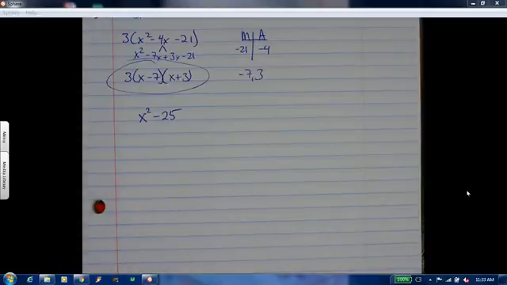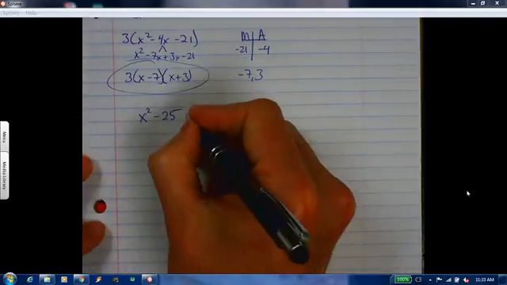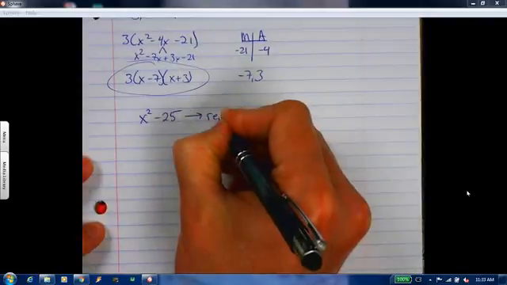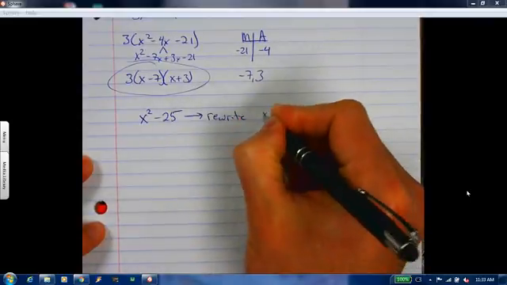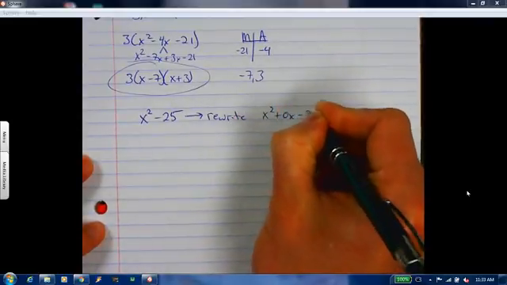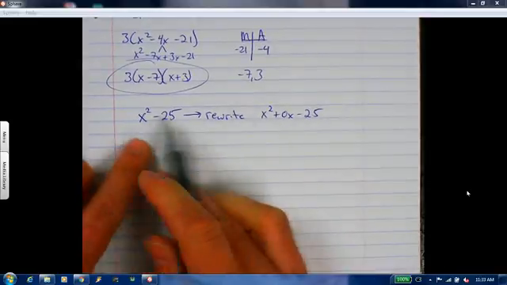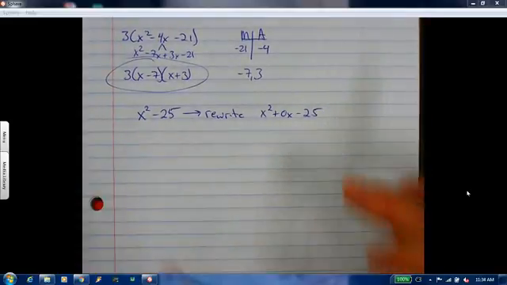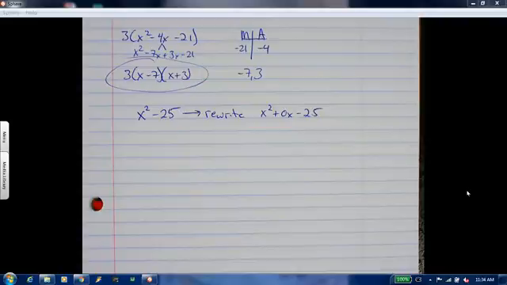So what's missing on this one? That middle term, right? So what is the b? What is that middle term if we don't have to write it down? What number could it be? So here you can rewrite this as x squared plus 0x minus 25.